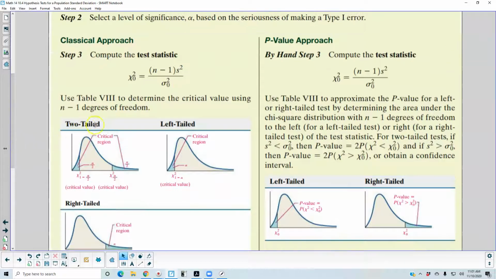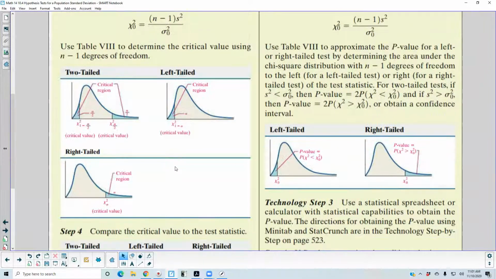Now, if it is a two-tailed, that means that we're going to have two particular areas in the chi-square graph. So we're going to have two critical values, meaning we have two critical regions. With the left tail, we only have one critical region where the critical value is located on the left side of the chi-square distribution. And in the right tail, we have a critical value on the right side where the critical region is on the right side.